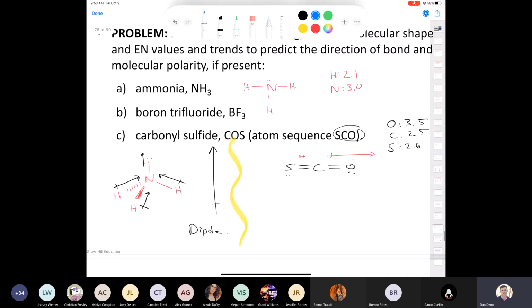And the reason why it's polar is because this bond angle is 180 degrees, right? This is a linear molecule, but these dipoles aren't going to cancel. This dipole is much bigger, and therefore the net dipole is going to be in this direction. And so carbonyl sulfide is a polar molecule. In my notes, I wrote there's a dipole. Either way, and we'll put here net dipole.